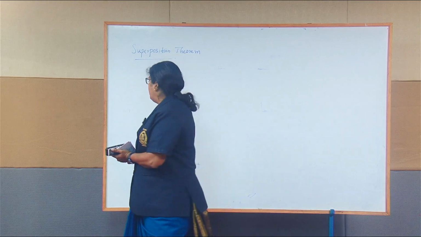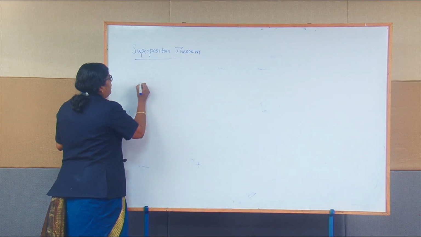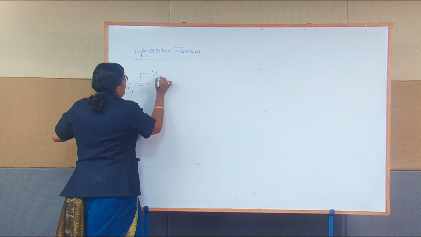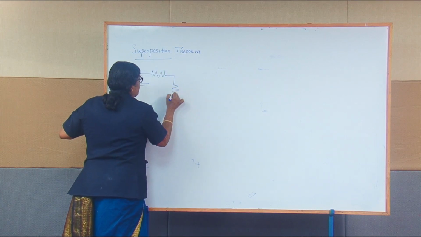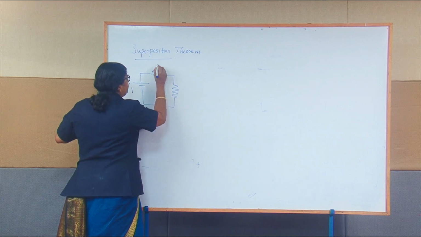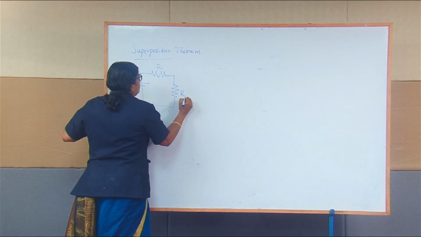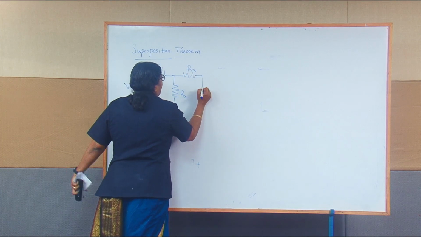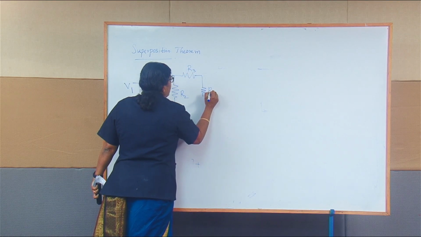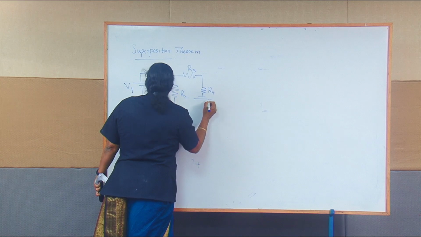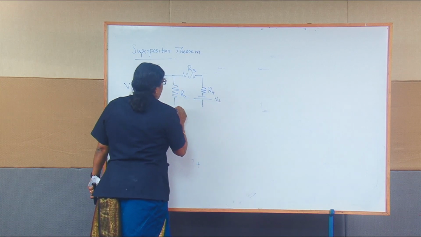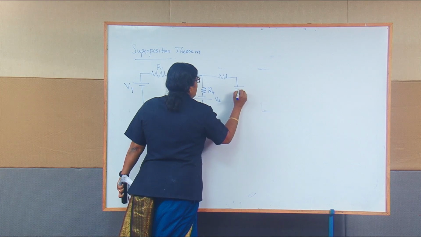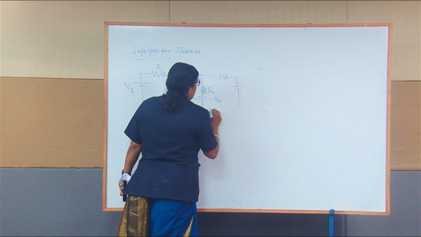So let's say you have a voltage source V1 with resistance, let us draw simply as R1, R2, R3, and I'm drawing another resistance R4 in series with another voltage source, that is V2. And maybe one more voltage source, I can draw it as V3.